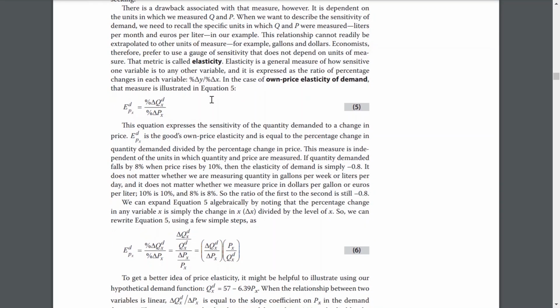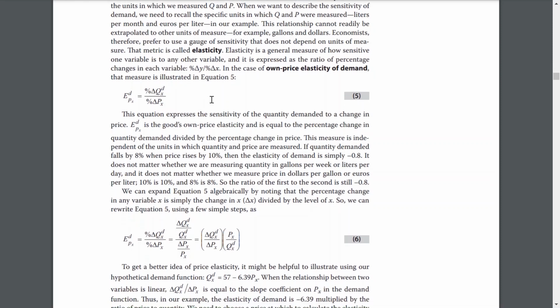Elasticity is the general measure of how sensitive one variable is to another variable, and is expressed as the ratio of percentage changes, or the percentage change in y over the percentage change in x. In the case of own price elasticity of demand, the measure is illustrated in equation 5. The equation expresses the sensitivity of quantity demanded to the change in price. EPD, or the price elasticity of demand, is the good's own price elasticity: the percentage change in quantity demanded given a percentage change in price. This is what we call PED.